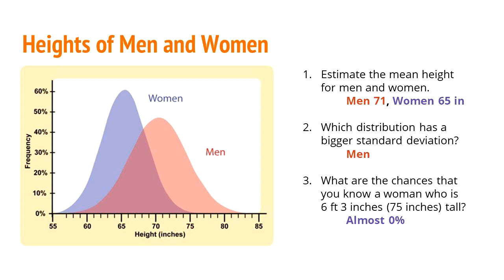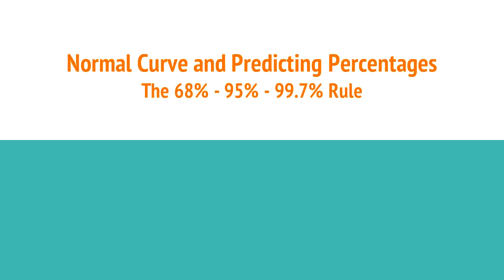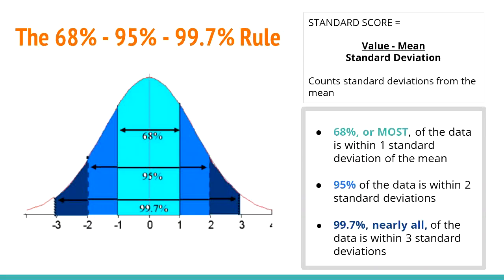Okay, how'd we do? Around 71 and 65. Men has the largest standard deviation and almost a 0% chance of knowing a woman that is 75 inches tall. The normal curve and predicting percentages. The nice thing about normal distributions is they follow some really common rules.